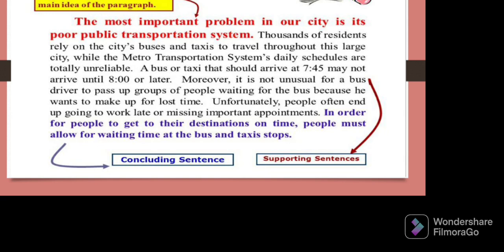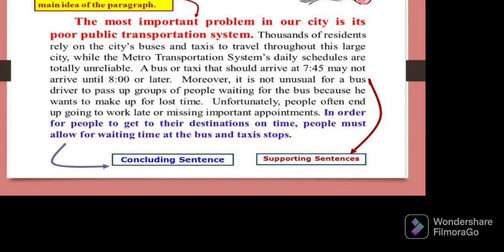First sentence. Thousands of residents rely on the city's buses and taxis to travel throughout this large city, while the metro transportation system's daily schedules are totally unreliable. A bus or taxi that should arrive at 7:45 may not arrive until 8 or later. Moreover, it is not unusual for a bus driver to pass up groups of people waiting for the bus because he wants to make up for the lost time. Unfortunately, people often end up going to work late or missing important appointments. So these sentences are giving more information about the topic sentence. So we call them supporting sentences.